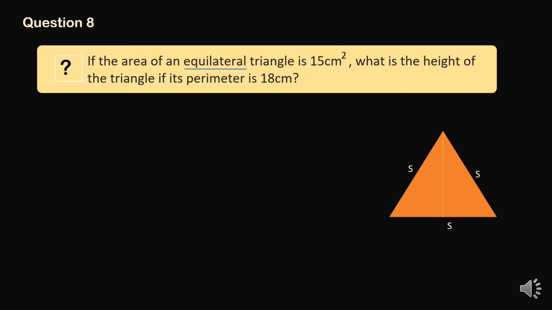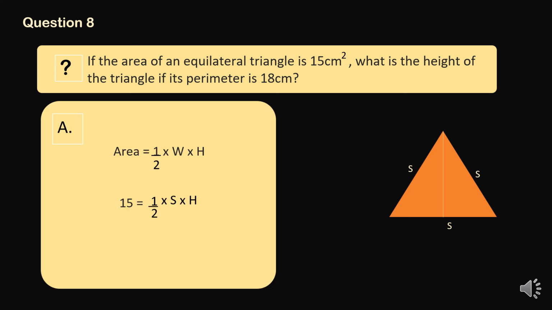The word equilateral is our clue, and that's because when we say an equilateral triangle, it means all sides of the triangle are identical in size. The second thing I need to do here is write h equals onto the side of the question, and that's because the question is asking for the height of the triangle, not the length of the side.